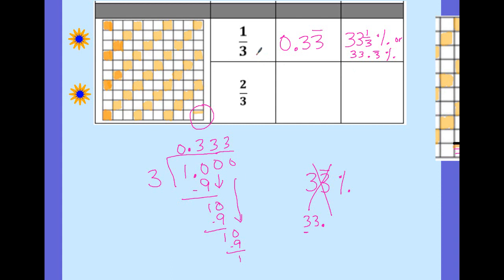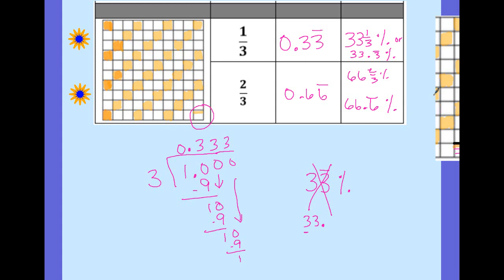There's no little trick to remembering 1/3. You're just going to have to memorize it. I think of 1/3 as being repeating threes, so that 2/3 would be double that amount. 2 times 3 would be 6, so it would be repeating 6s. And you can write that as 66 and 2/3%, or you could write it as 66.6 repeating percent, either one.